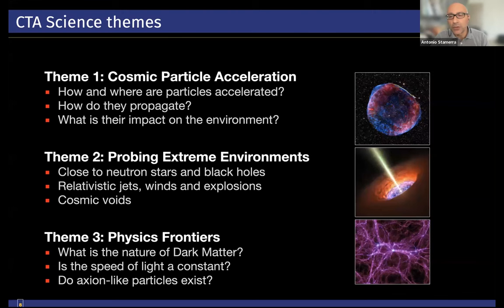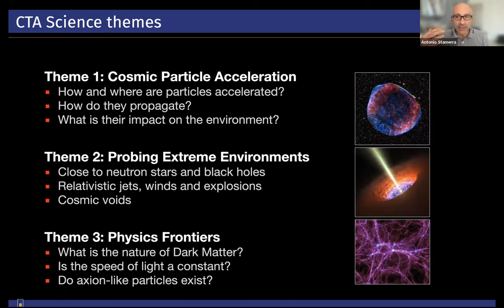Now, first, what kind of science will CTA do? In planning the science, we found three main themes. The first one is more related to the so-called astroparticle physics, so mainly to the cosmic ray studies, so to find the sources where cosmic rays are accelerated, how they propagate in the galaxy and up to us, and what is the impact on the environment where they are produced.